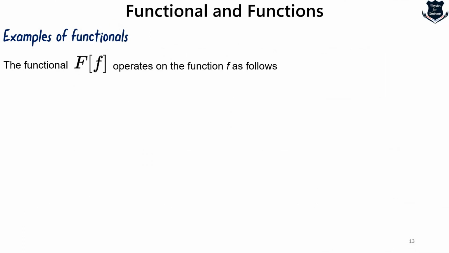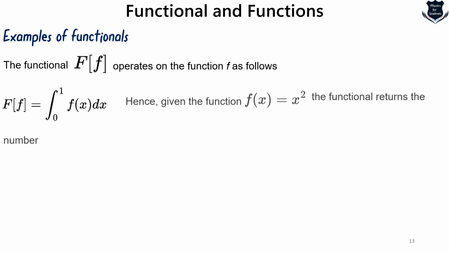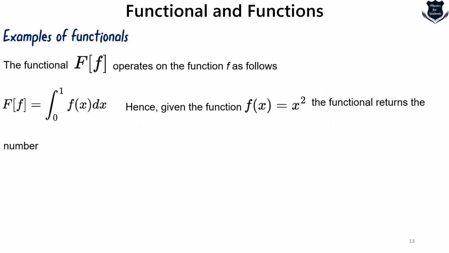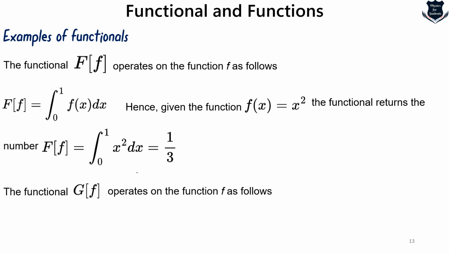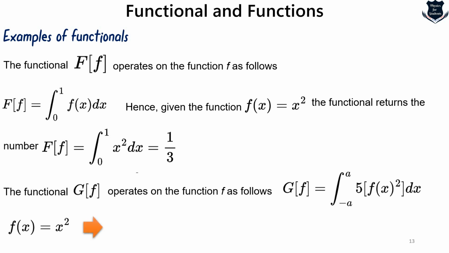If I take F, which operates on the function f as follows, we get this one. We integrate from 0 to 1, and hence given the function f of x equals x squared, the functional returns this number. Let me show you another example. The functional G of f operates on the function f as follows, and it would give this. So given the function f of x equals x squared, this will result in 2a to the power 5. This was important because using these functions and functionals, now is the time that we look into where we left off earlier.